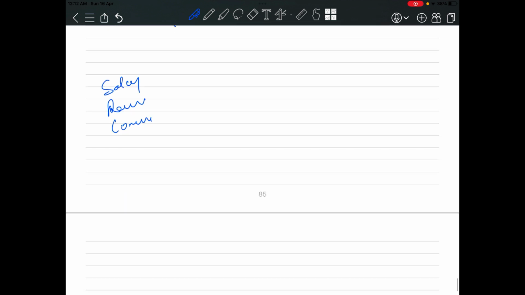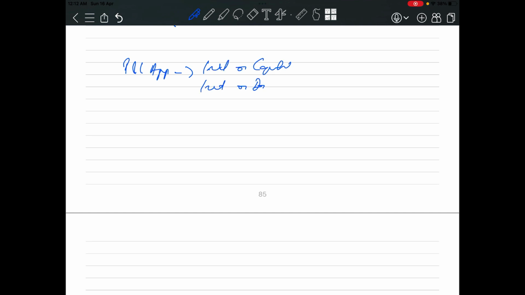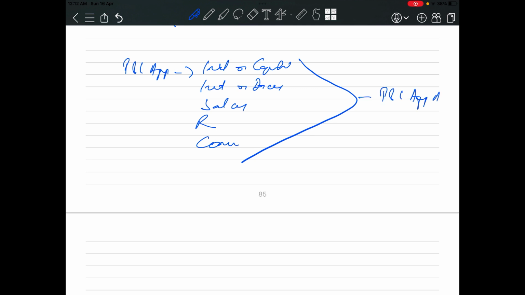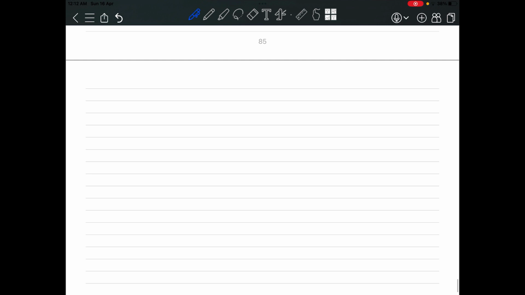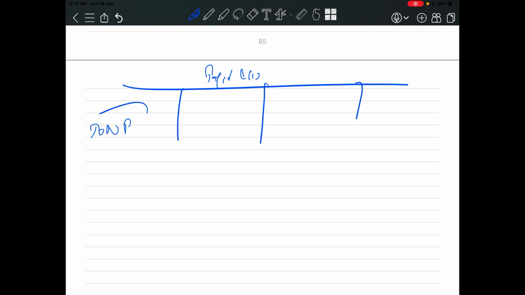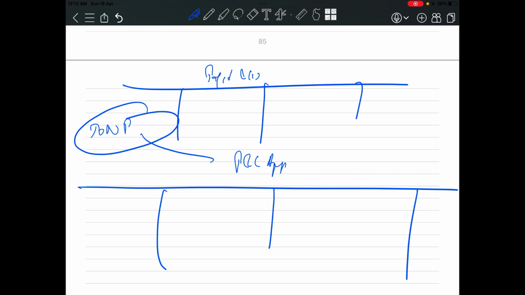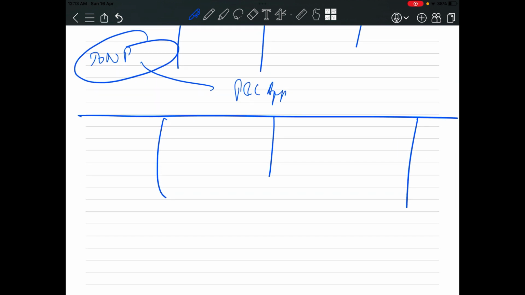Let me repeat this part again. I have told you that all the items related to partners, like interest on capital, interest on drawings, salaries, remuneration and commission, will be items of the P&L appropriation account. Now when you prepare your profit and loss account, you will have this net profit. Now this net profit will be transferred to the P&L appropriation account.